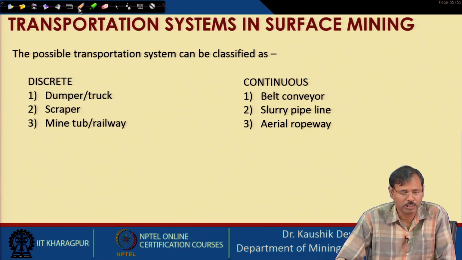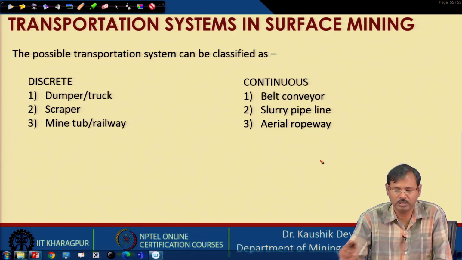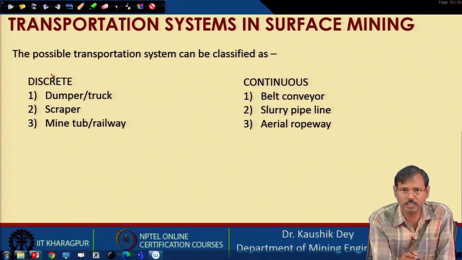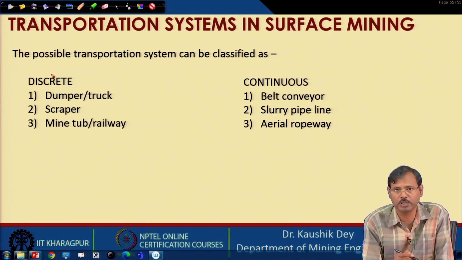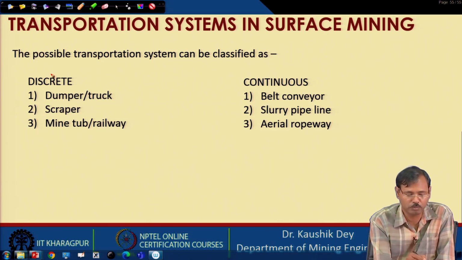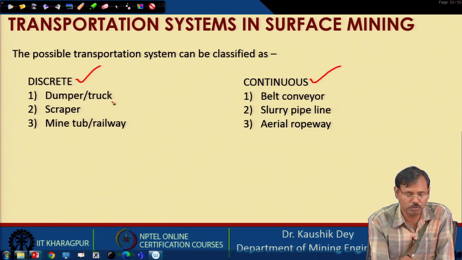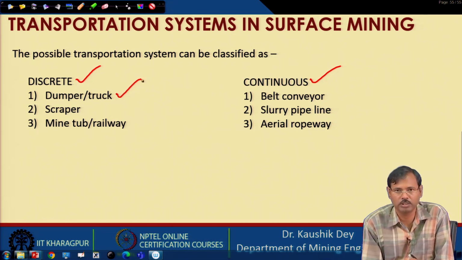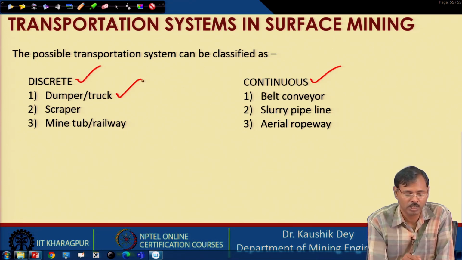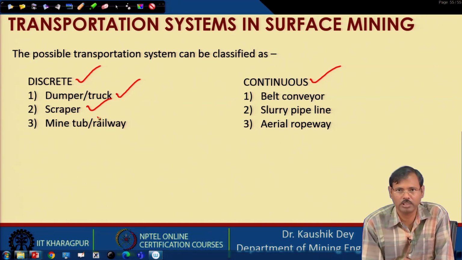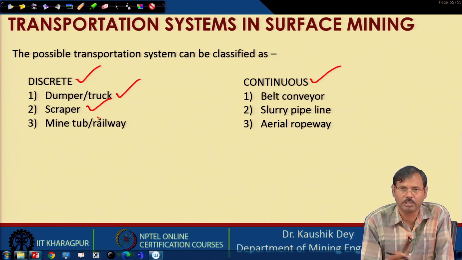Now, what are the means of transferring these materials? We have broadly classified them in our surface mining system discussion also. This broad classification is either discrete or continuous. In discrete, we have dumpers or trucks which are used for transporting the material. We have scrapers also. We have already seen one video on the ripper, where the scraper is utilized to take the material excavated in the ground, lift that material, and simultaneously transfer it to the destination.